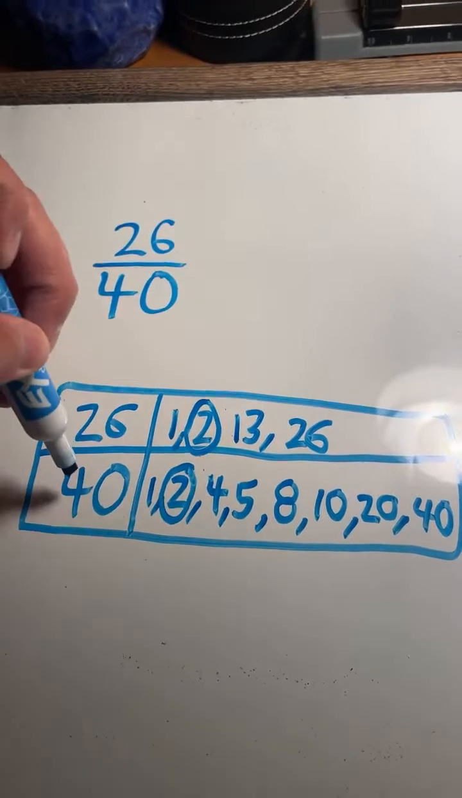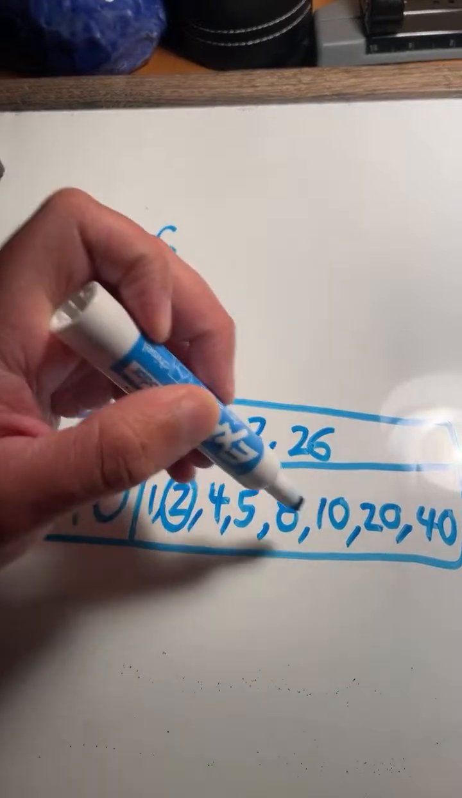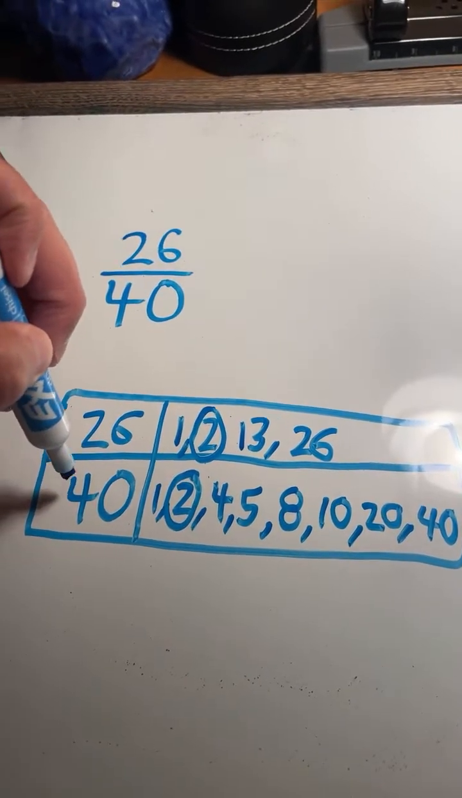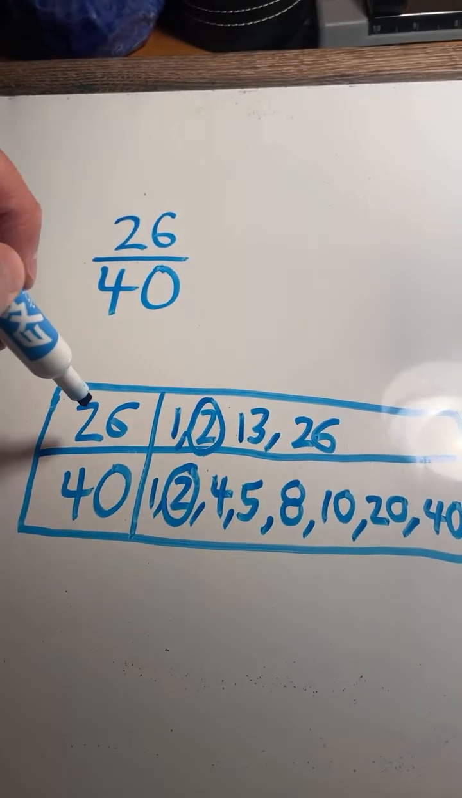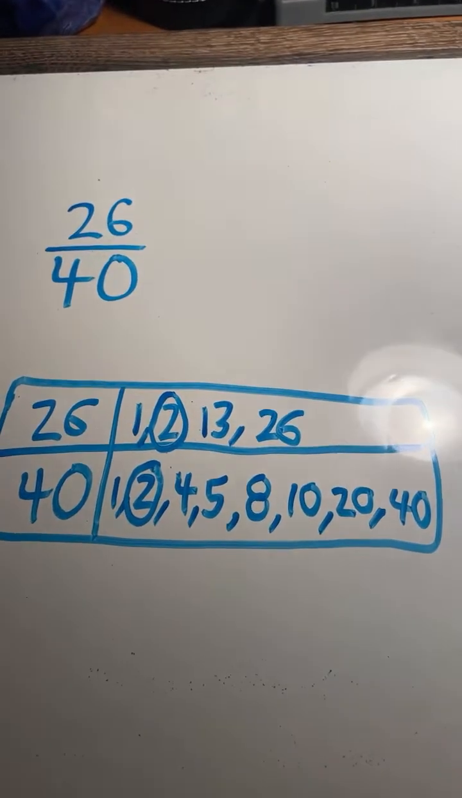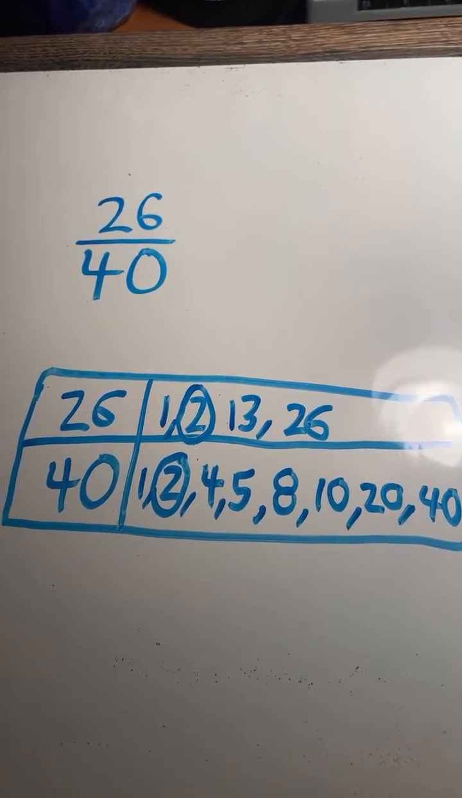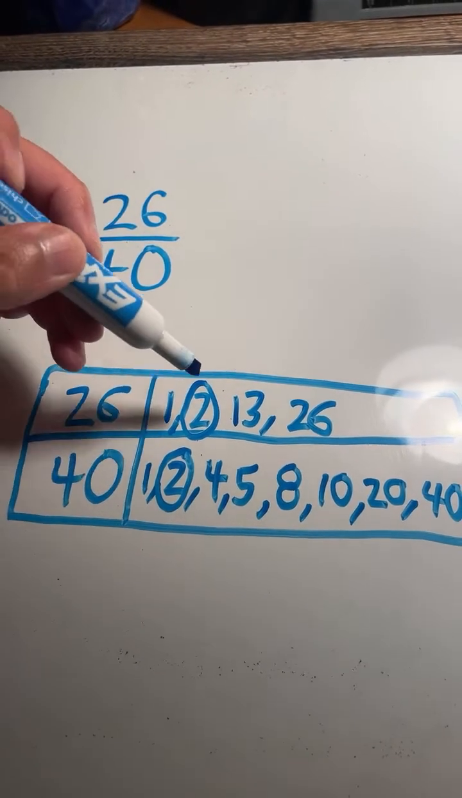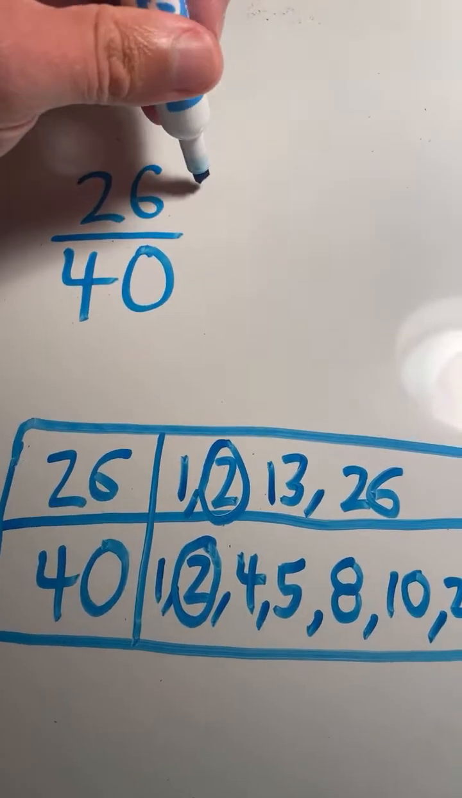4 is a factor of 40. 4 is not a factor of 26. 10 is a factor of 40. 10 is not a factor of 26. 13 is a factor of 26. 13 is not a factor of 40. So even though 2 is not the biggest factor, it is the greatest common factor. It's the greatest factor that's in common between 26 and 40. So we are going to divide by 2.